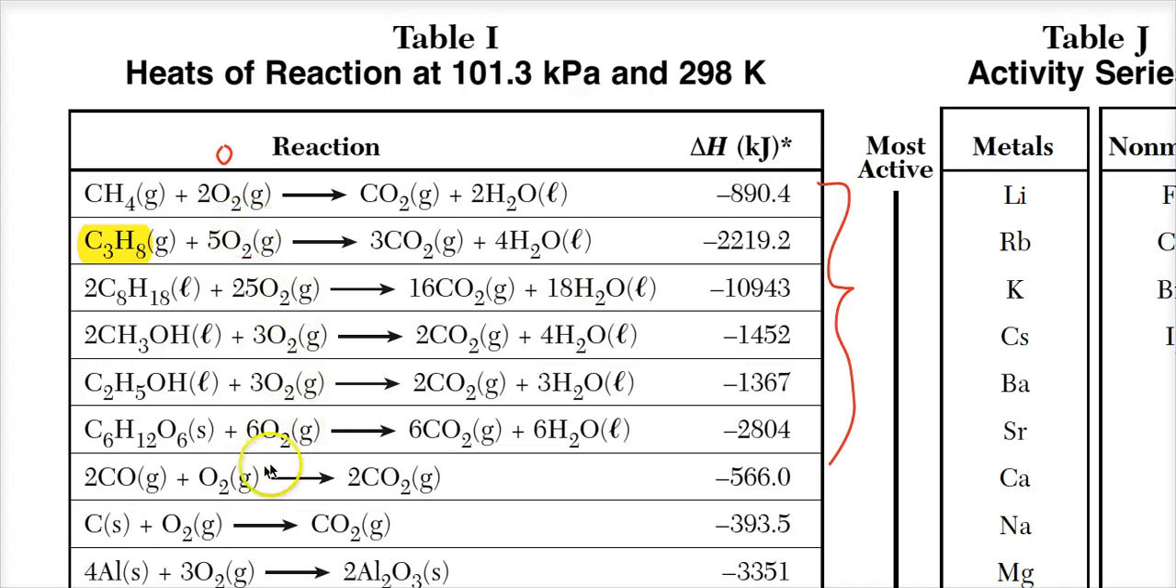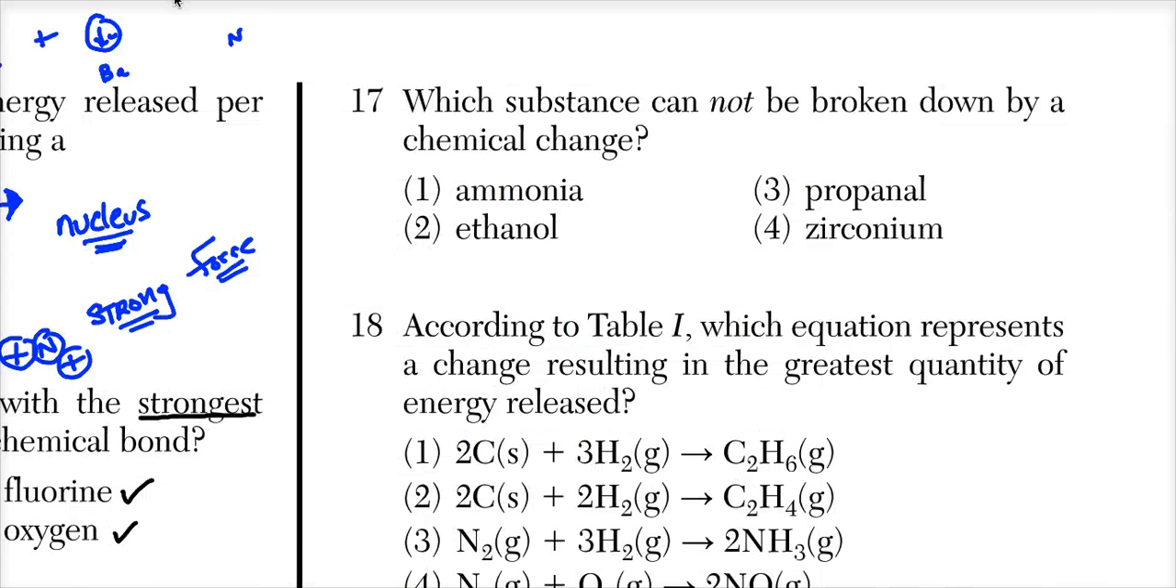Anytime you take oxygen in the presence of some kind of organic fuel, this is natural gas, propane, this is gasoline, this is alcohols and sugar, this is like respiration in our body, we use sugars. Energy is released exothermically. This is all examples of chemical changes because guess what? The formulas are changing. Number 17, which substance cannot be broken down by a chemical change?